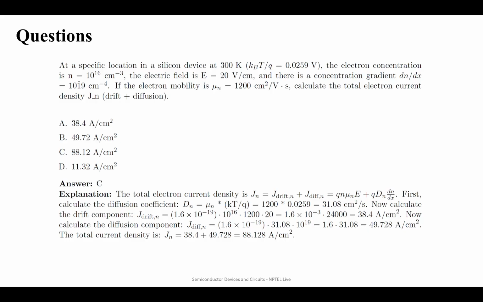So the total electron current density is Jn equals J drift n plus J diffusion n, which is q n mu n E plus q Dn dn/dx, where Dn is mu n times kT/q, which is 31.08 centimeter square per second. So the drift component J drift n will be 38.4 ampere per centimeter square, and the diffusion component would be 49.728 ampere per centimeter square. So we add both of them, it becomes 88.128 ampere per centimeter square.